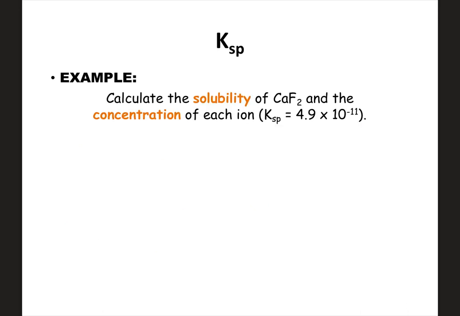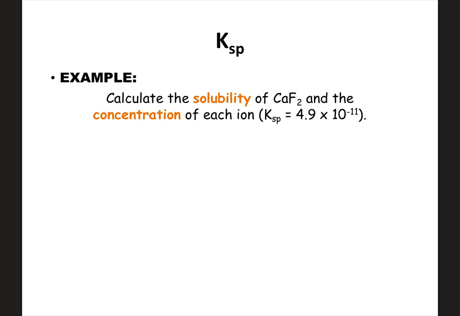For this problem, we want to calculate the solubility of CaF2 and the concentration of each ion given the Ksp. So this is the other version of these simple Ksp problems where you're given the Ksp and you're finding the solubility and the concentration of each ion. Just like before in the other problem where the molar solubility was X, the same thing is going to apply here essentially. All right, the solubility of the compound, the molar solubility of the compound is going to be X for us.